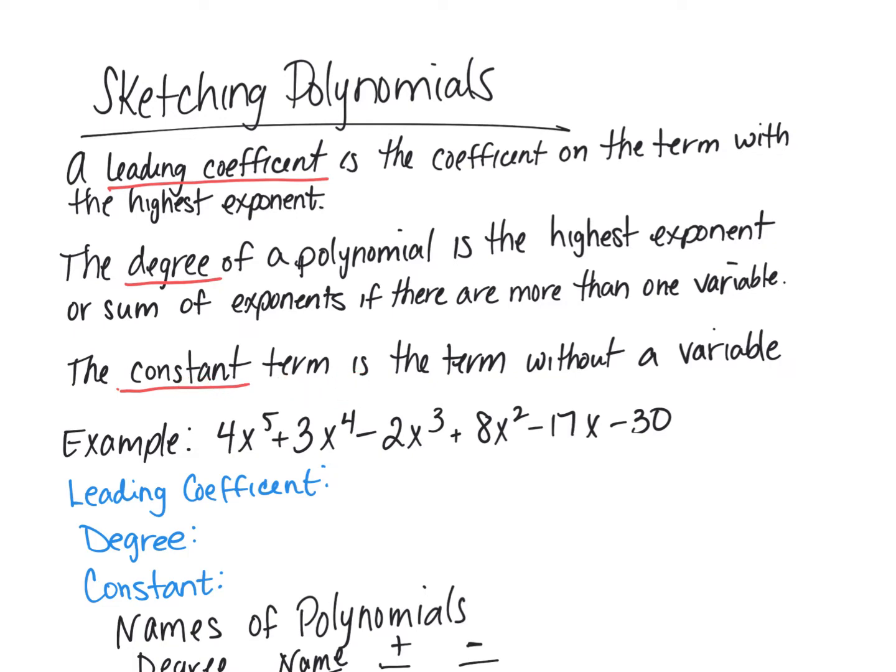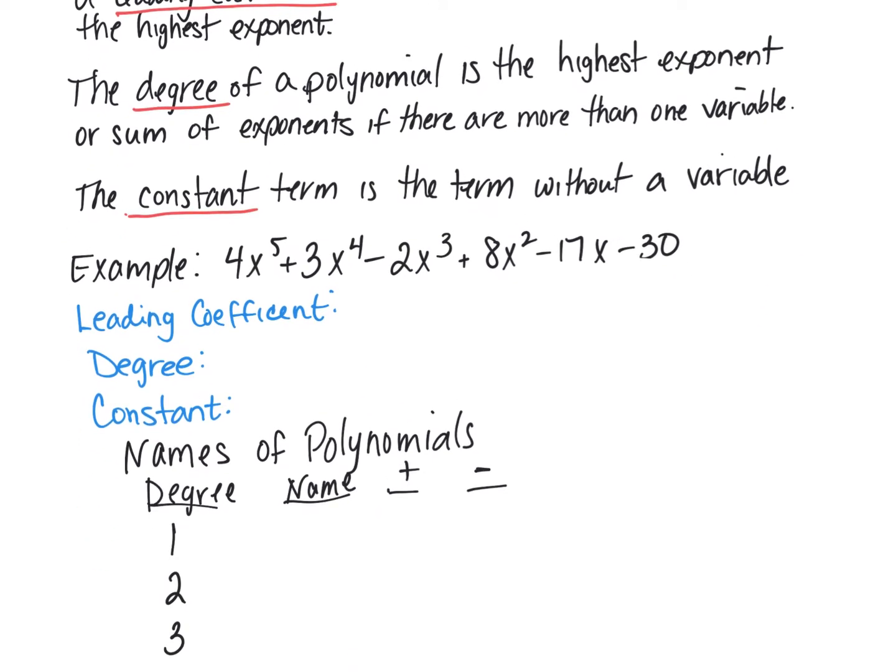Okay, so here's an example. We have 4x to the fifth plus 3x to the fourth minus 2x cubed plus 8x squared minus 17x minus 30. So this is a polynomial. What would you say the leading coefficient is? 4. The leading coefficient is the number in front on the term that has the highest exponent. What would you say the degree is? The degree is the highest exponent, 5. So my degree is 5. And my constant, what would my constant be? Negative 30. The constant is the number without a variable.